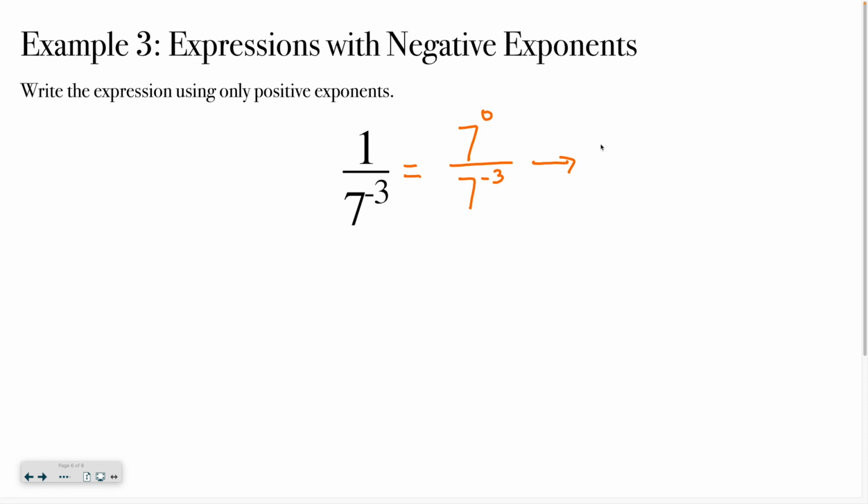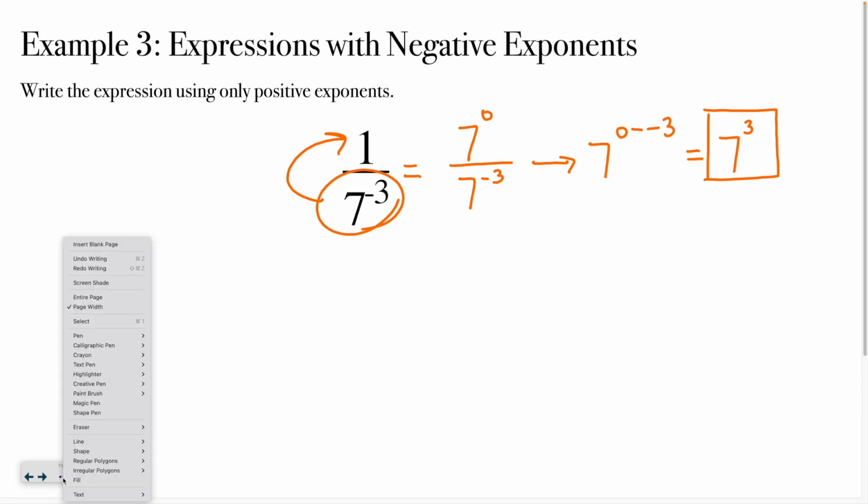And we talked yesterday, when you're dividing, you really are subtracting your exponents. So that becomes 7 raised to the 0 minus a negative 3. 0 minus a negative turns to plus, so 0 plus 3 is just 3. So my final answer ends up being just 7 to the third power. The fraction's gone because I'm moving it to the top in order to make it a positive exponent.